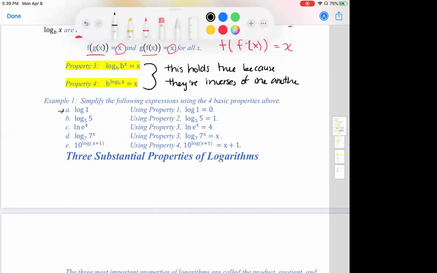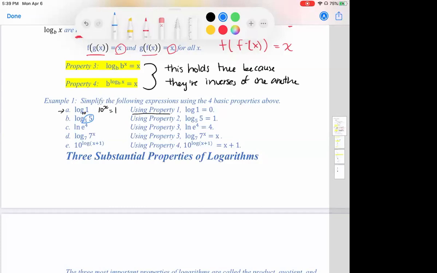Log of 1. All right, so remember there's a base. So if you want to think about it a bit more, 10 to what power gives me 1? So this is using property 1. Therefore, log of 1 is equal to, well, 10 to what power gives us 1? It has to be 0. My answer is 0.